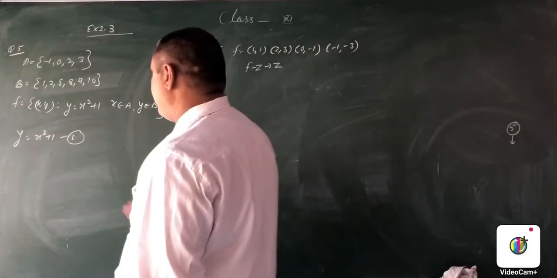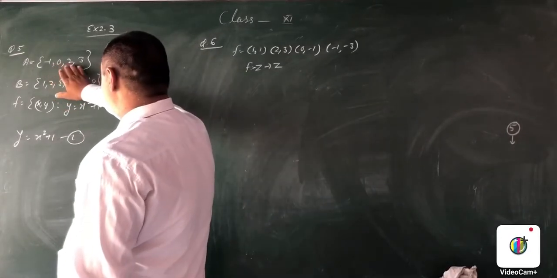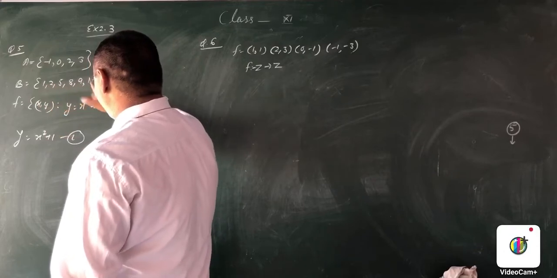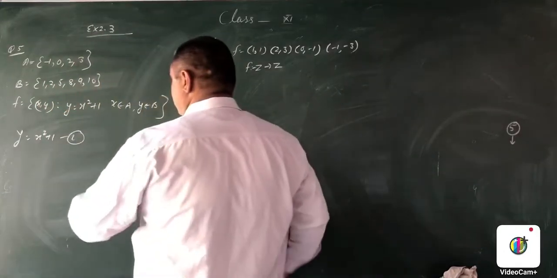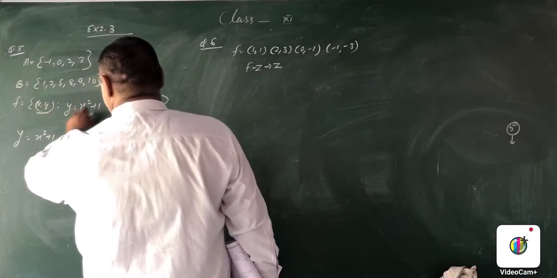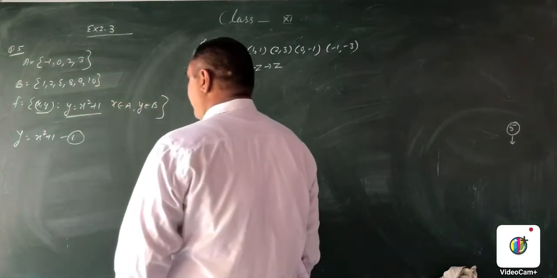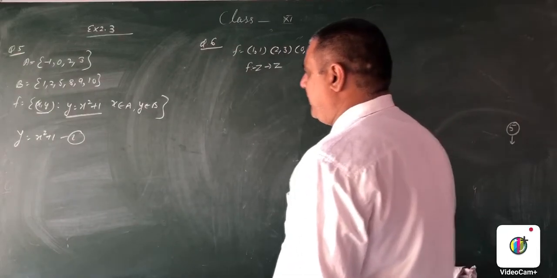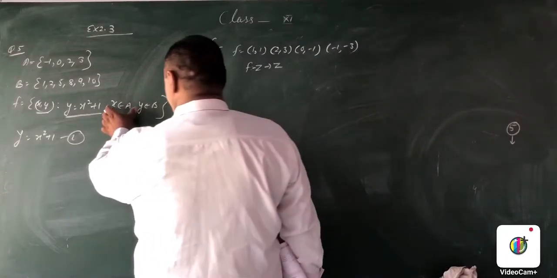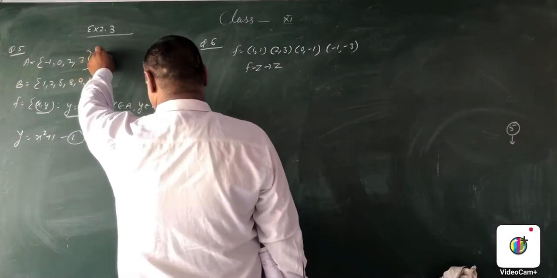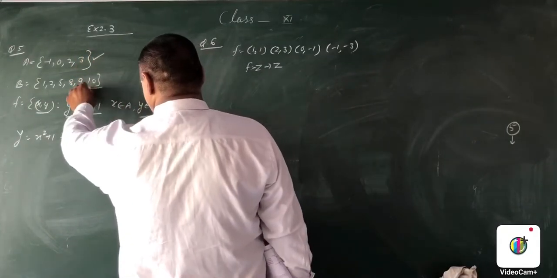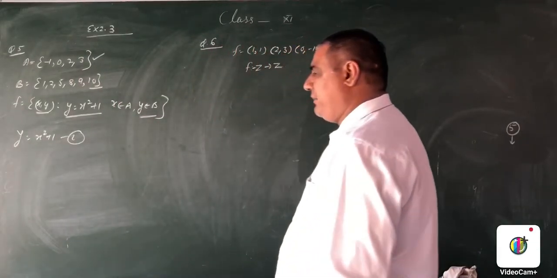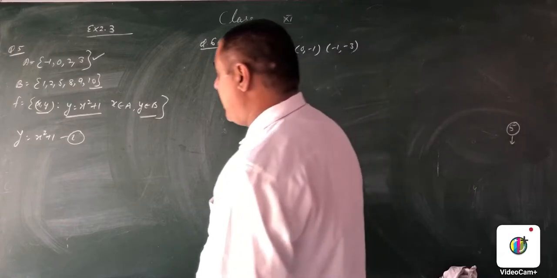It is given that A is the set of elements -1, 0, 2, 3 and B is the set of 1, 2, 5, 8, 9, 10. Now f is given as the set of (x, y) such that y is equal to x square plus 1, x belongs to A, y belongs to B. It means we put the values of x from A and get the result in B, which is y. So now we have to find all the elements of this.